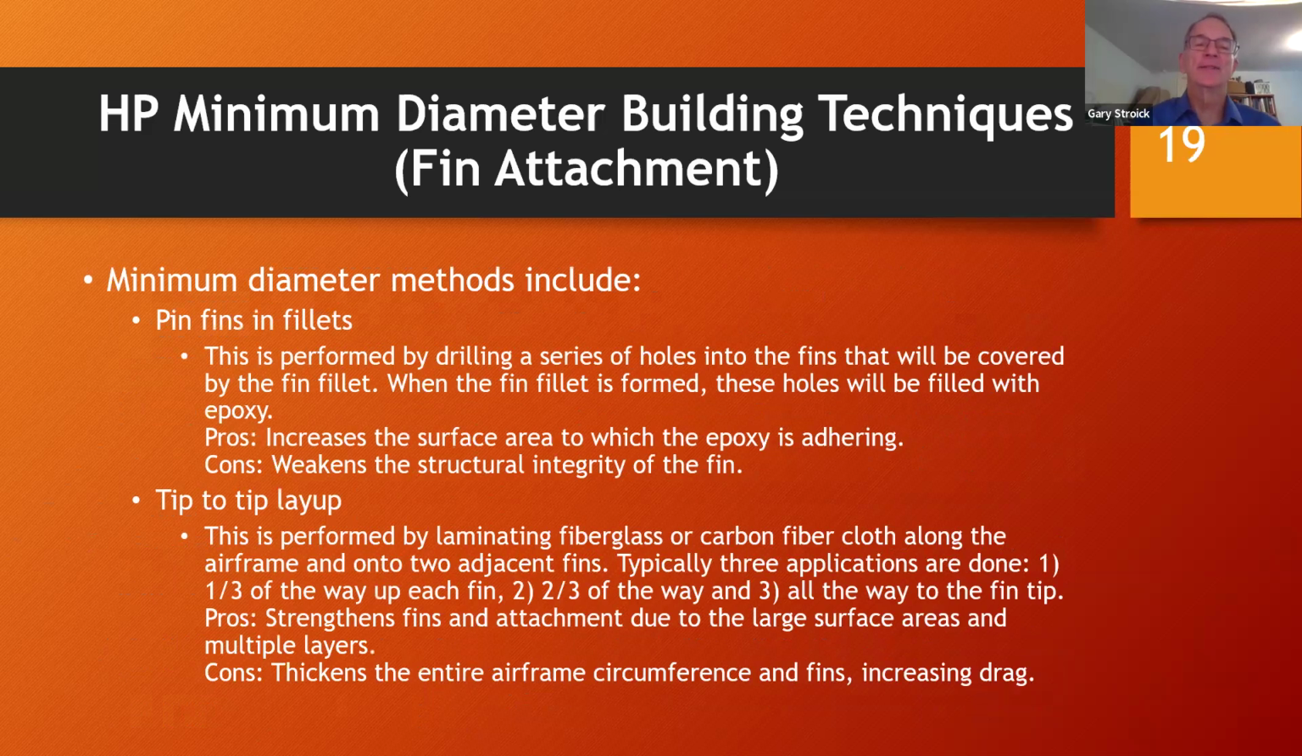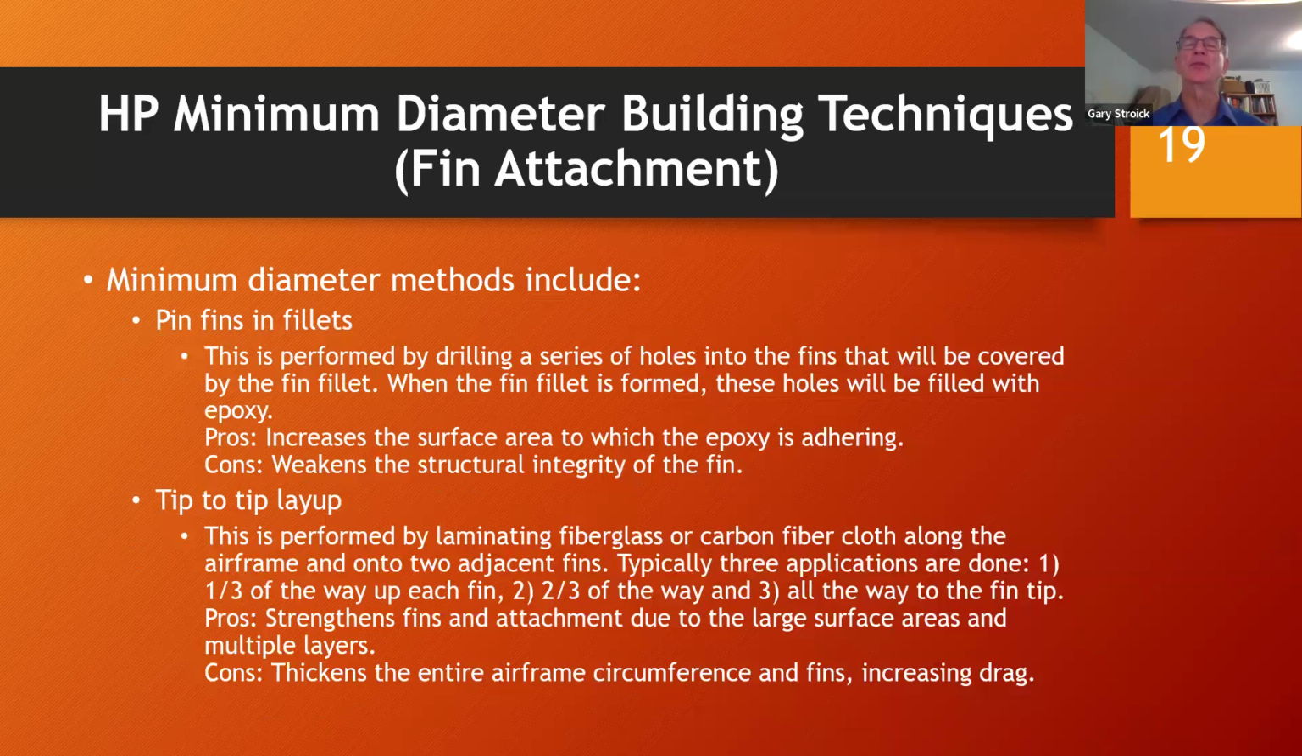So as long as we're talking about these layups, here's a couple of different methods that you can actually use to lay up fins on minimum diameter rockets where you have butt joints. The first one is pinning the fins into the fillets, basically. And what that means is that we need to make an adjustment to the fins.